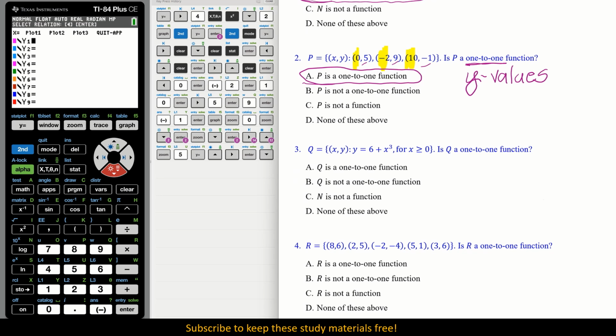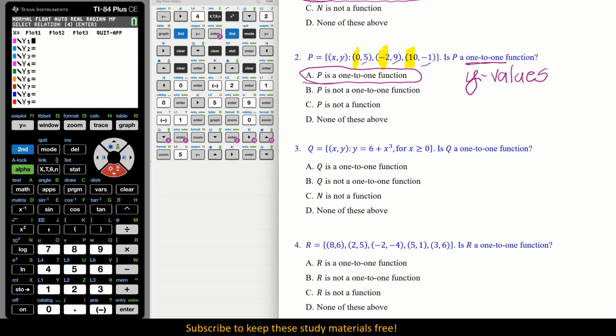Okay, Q, and again, we have Q in set notation, and we're saying all of the ordered pairs for y equals 6 plus x to the third. Well, the first thing, in observation, you should see that that is odd, and I know how this function will look, and I can tell you that yes, it is a function, so we get rid of that. I can also tell you because it's odd, it is going to be 1 to 1. But we're going to verify that graphically.